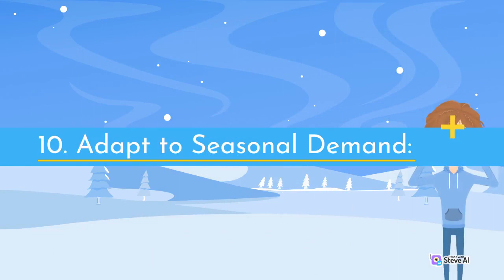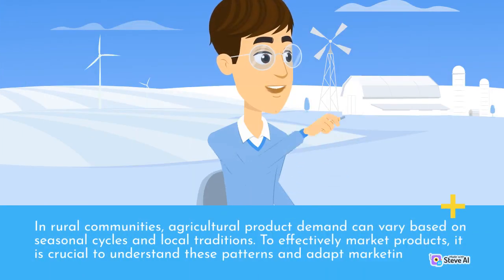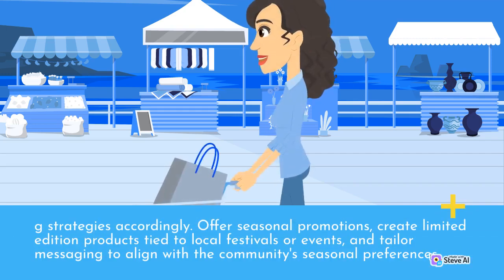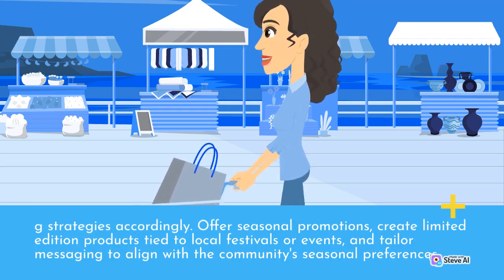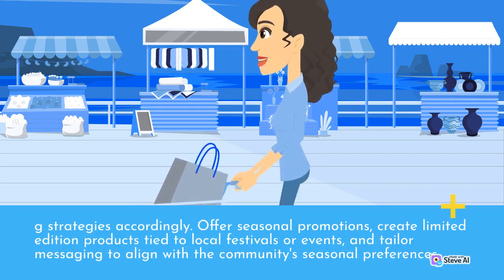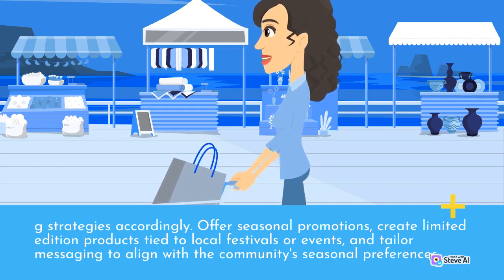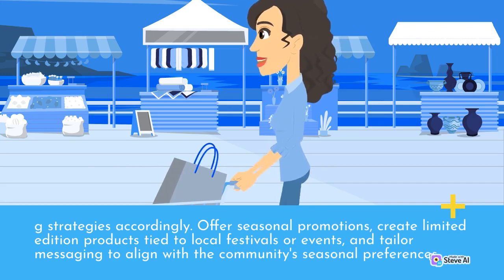10. Adapt to seasonal demand. In rural communities, agricultural product demand can vary based on seasonal cycles and local traditions. To effectively market products, it is crucial to understand these patterns and adapt marketing strategies accordingly. Offer seasonal promotions, create limited edition products tied to local festivals or events, and tailor messaging to align with the community's seasonal preferences.